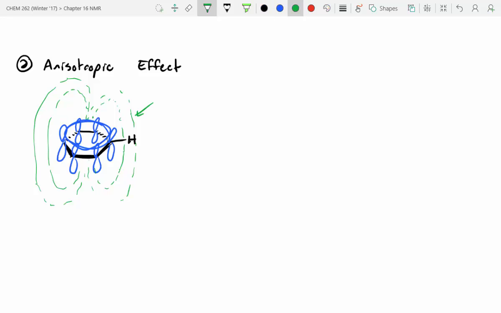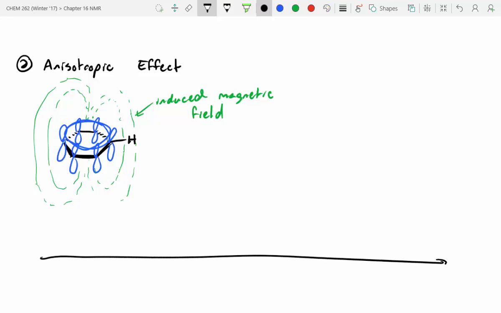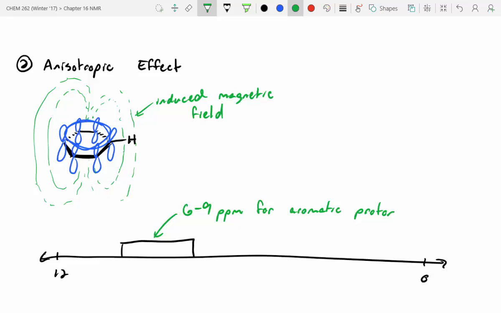And these always show up in what range? Does anybody know? 6 to 9, at least for simple cases. So let's take a look. We said 0 to 12 is our typical range. These typically show up around 6 to 9 ppm for aromatic protons.